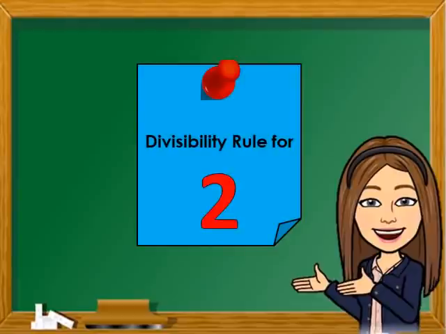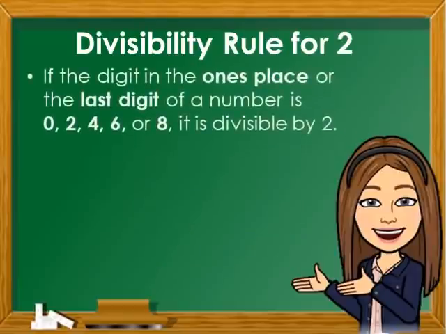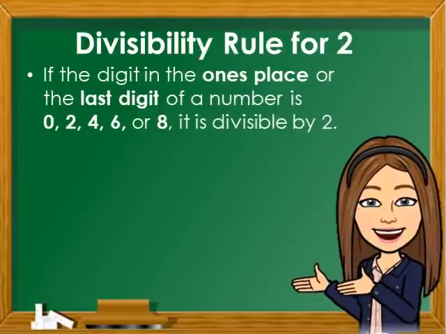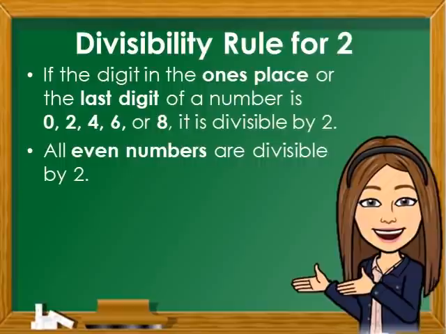Divisibility rule for 2, which states that if the digit in the ones place or the last digit of a number is 0, 2, 4, 6, or 8, it is divisible by 2. All even numbers are divisible by 2. Let's have an example. 70. The ones place or last digit of 70 is 0, which is an even number, so 70 is divisible by 2.